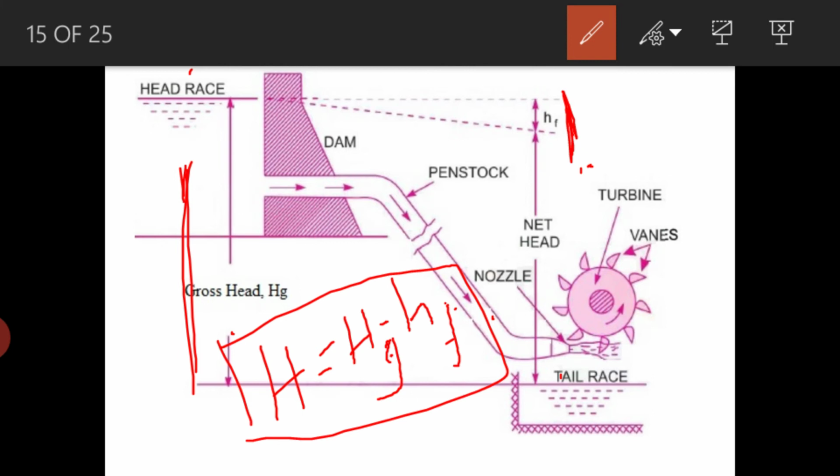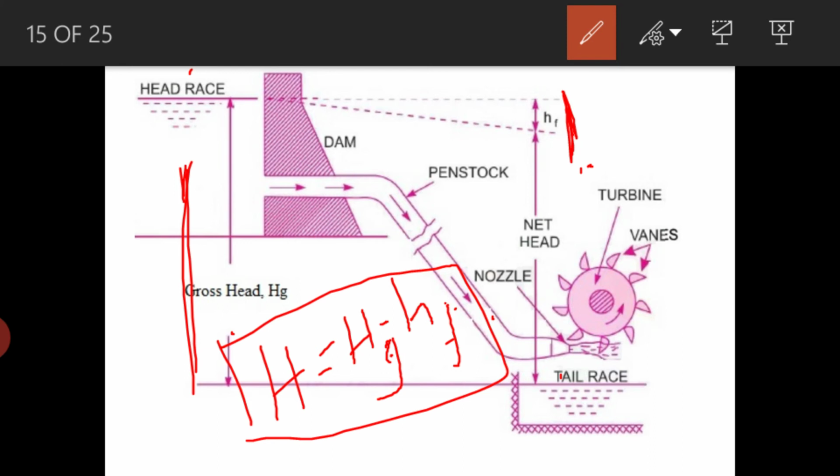And this friction loss can be calculated by using the Darcy-Weisbach equation. As we know, Hf equal to FLV square by 2GD. From this formula we can calculate the loss due to friction. In this formula, Hf equal to FLV square by 2GD, where F is Darcy's friction factor, L is the length of the pipe, V is the average velocity of the flow in the penstock, and D is the diameter of the penstock.